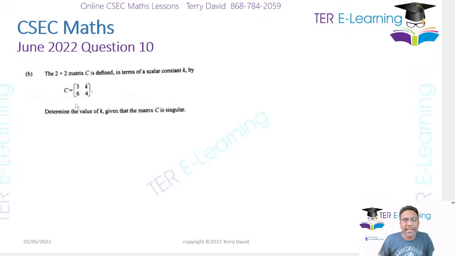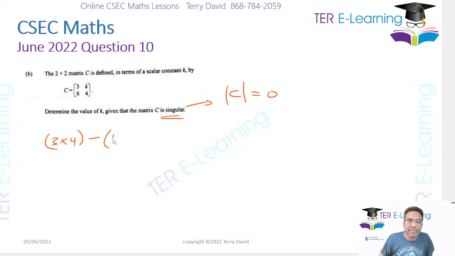Next part, they gave us a matrix and they said, defined in terms of a scalar constant, that it's a singular matrix. If the matrix is singular, then the determinant of this matrix has to be equal to 0. So therefore, all you have to do is say 3 by 4 minus k by 6 is equal to 0. So therefore, 12 minus 6k is equal to 0, minus 6k is equal to minus 12, and therefore k is minus 12 over minus 6, and k is equal to positive 2. That's it.